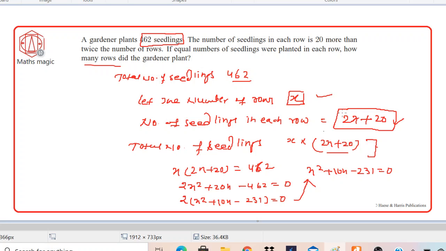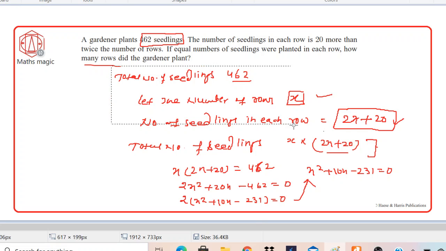Now how can we use this information to construct an equation? We can find the total number of seedlings using these two pieces of information, because we already know the number of seedlings, so we can equate these two results. We just multiplied x with 2x plus 20 to find the total number of seedlings, and then equated it with 462 and simplified to get this equation. Now let's solve this equation to find the final answer.